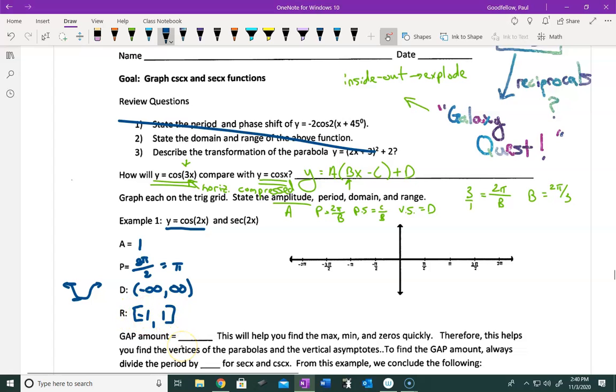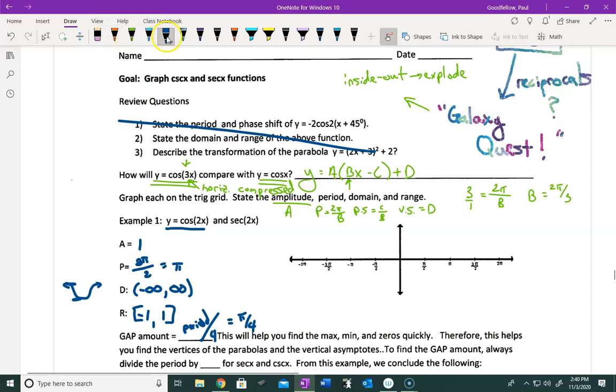All right? Now, little gap amounts will help you figure out how far you have to travel to get to the next really critical point on the graph, and gap amounts are going to be the period divided by 4. And it's always divided by 4 in sine and cosine, or in this case, we're talking about pi over 4. What this gap amount helps us find out is where the maximum, the minimum, the zeros cross, and so forth.